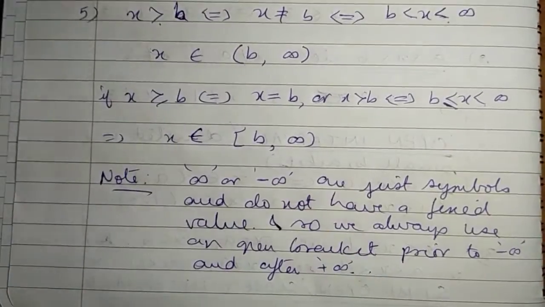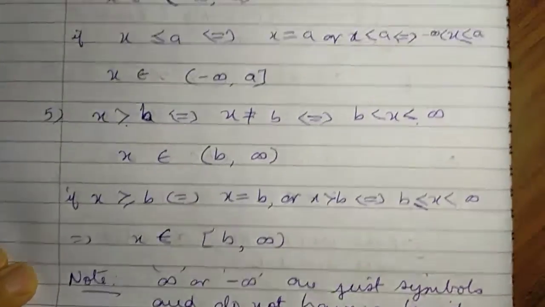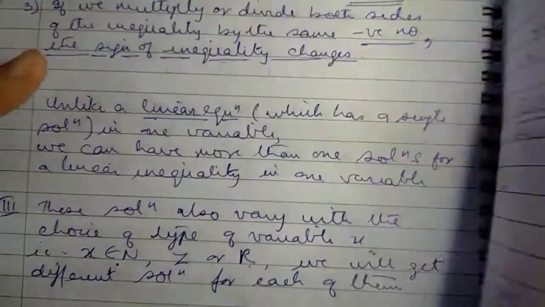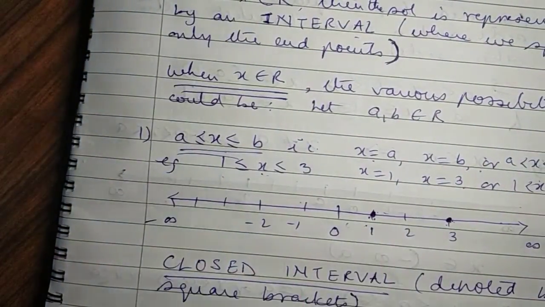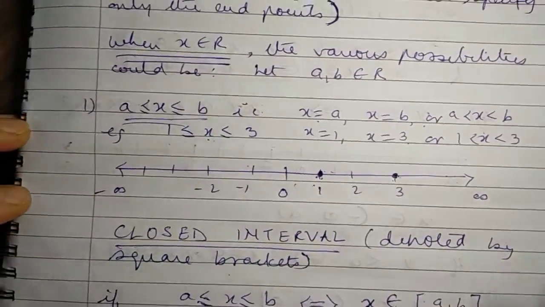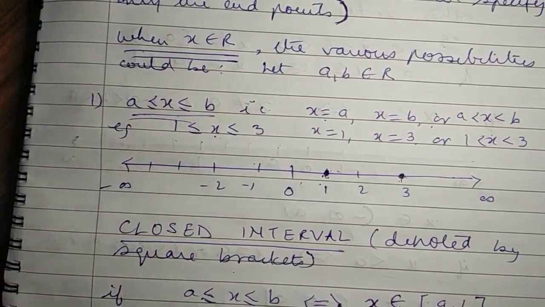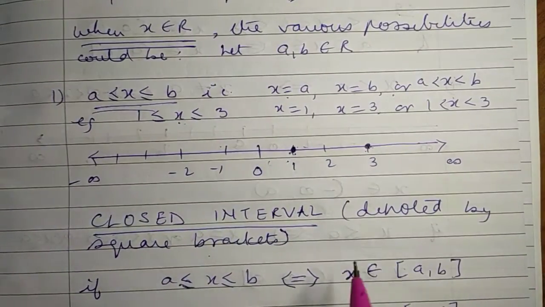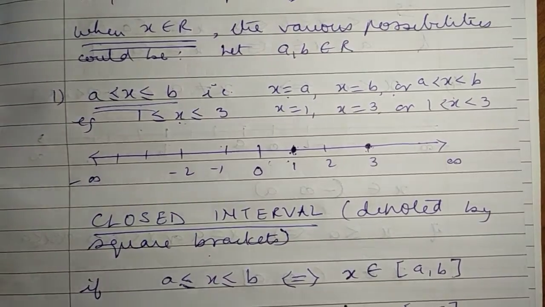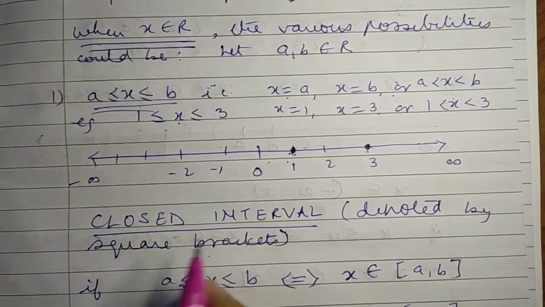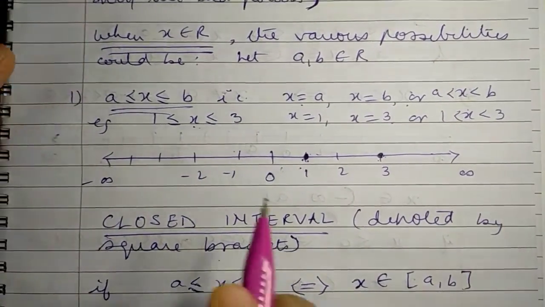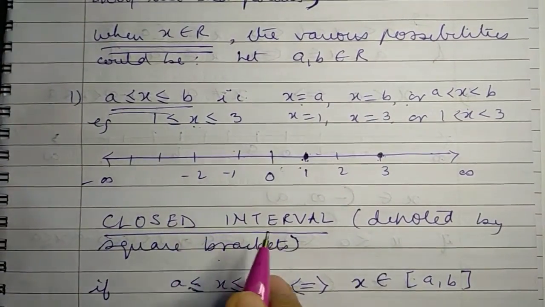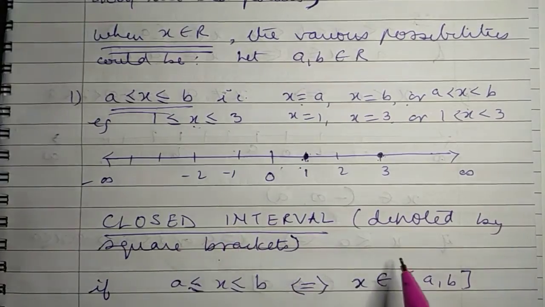Okay, so with this you can report the answers very easily. When x is a natural number or an integer, we will always report it as a set, whereas if it is a real number, we will report it as an interval. And you can do all questions which are related to solving a linear inequation in one variable and report the answers accordingly.